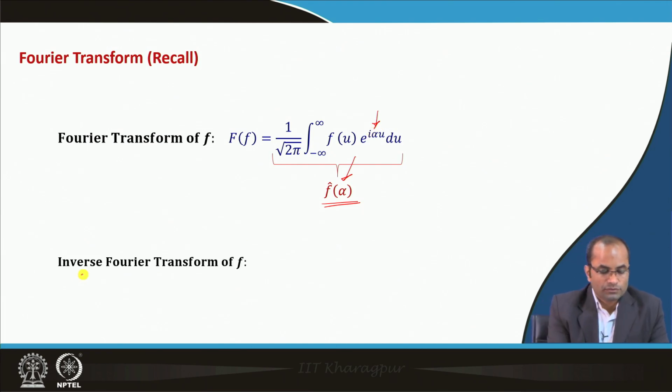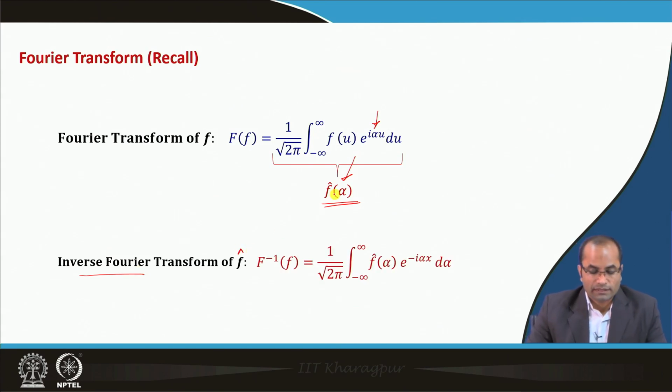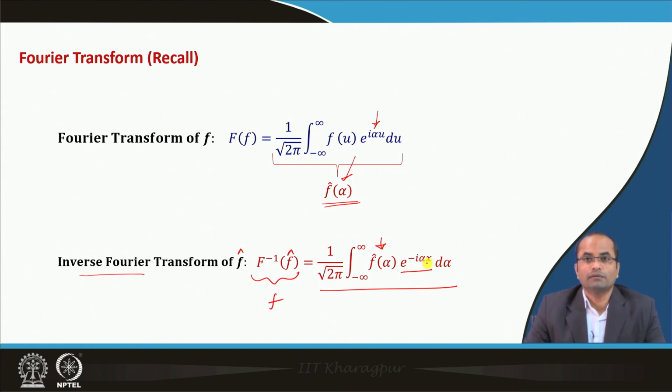And then if you want to find the inverse Fourier transform of this, for instance this f hat alpha, then we can go back to the f x. So, this is F inverse of f hat, and this is nothing but the function f hat multiplied by e power minus i alpha x. So, here it was i alpha, and then we have minus i alpha in the inverse transform of this f hat.